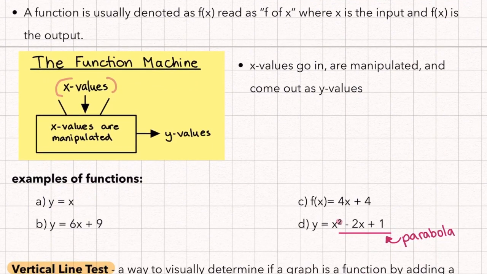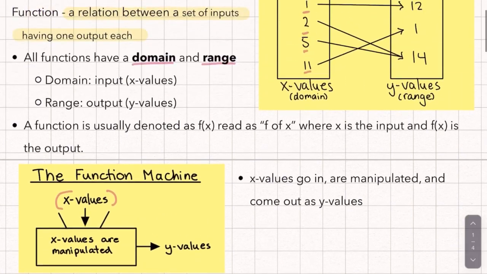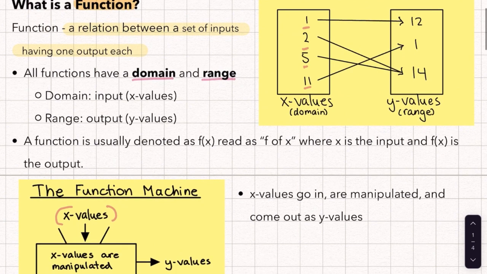Here are more examples of functions, and they can show how the function machine works, such as problem B. You have an x value here, and how is it being manipulated? Well, it's being multiplied by 6 and then added 9 to, and that makes y. Another way to show the relationship between x and y values is through here. Now remember how each set of inputs has only one set of outputs? That can be visualized using this graph in the corner.